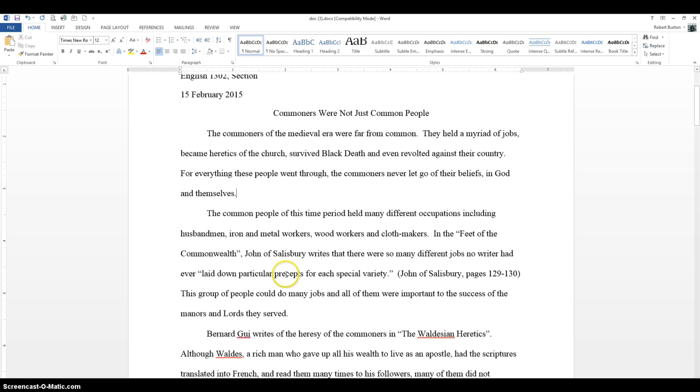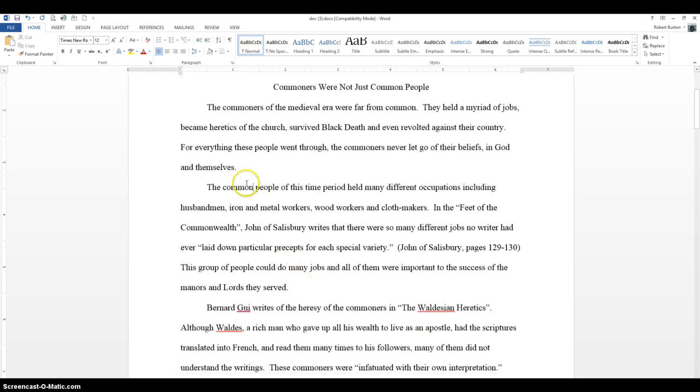Remember, what we're looking for in each one of these paragraphs is that these paragraphs should be proving the thesis. What she should be proving is that they never let go of their beliefs in God and themselves. Okay, so first paragraph, topic sentence. Common people of the time held many different occupations, including husbandmen, iron and metal workers, woodworkers, and cloth makers.